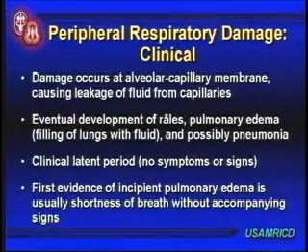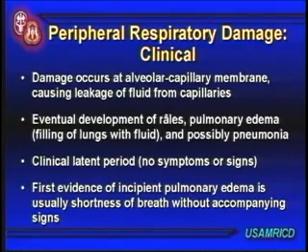Agents that attack the peripheral part of the airway typically damage the alveolar capillary membrane, leading to fluid leakage from the capillaries, first into the interstitium or parenchyma or lung substance of the lung itself, and then eventually into the air sacs themselves, which fill with fluid and create pulmonary edema or dry land drowning. The patient drowns in his or her own secretions.